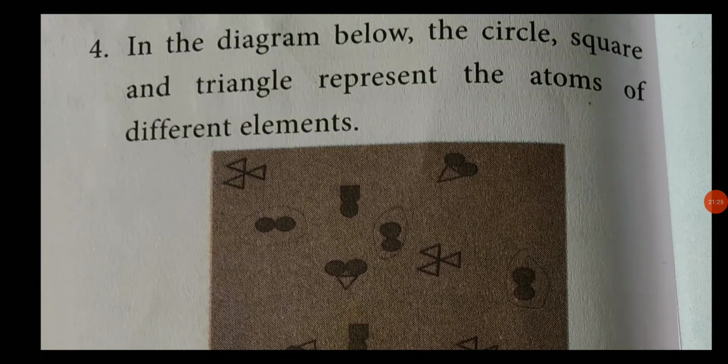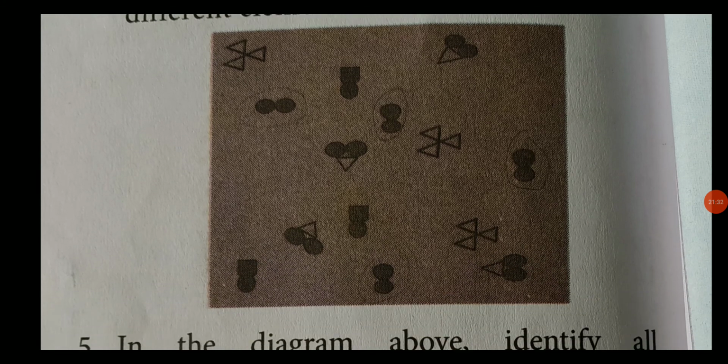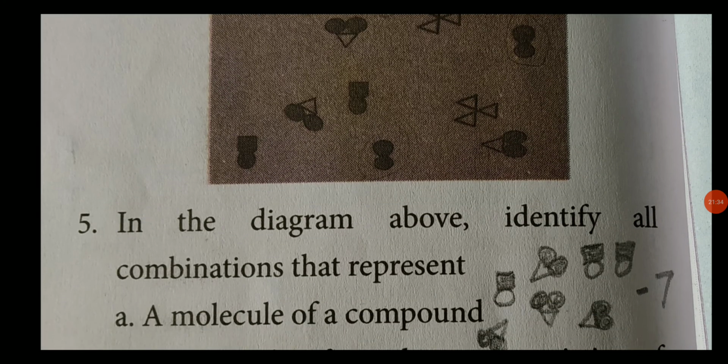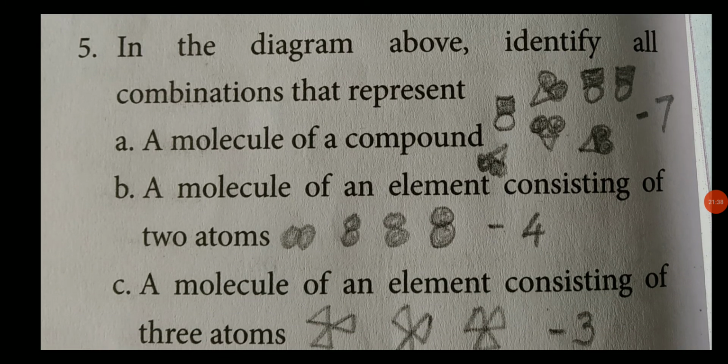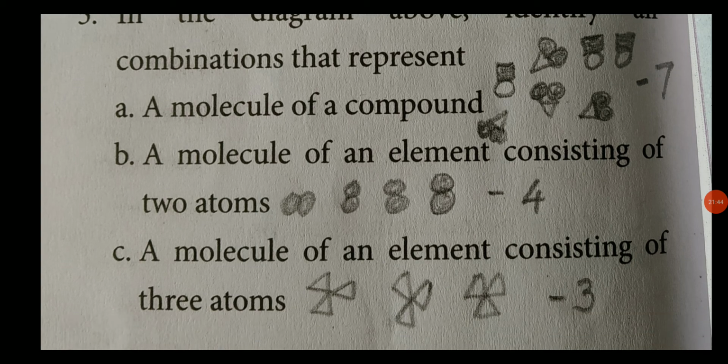Fourth one, in the diagram below, circle, square and triangle represent the atoms of different elements. So you have to find a molecule of compound. Compound means different types of atoms combined together. Molecule of element means the same type of atoms combined together. Molecule of element consisting of 3 atoms.